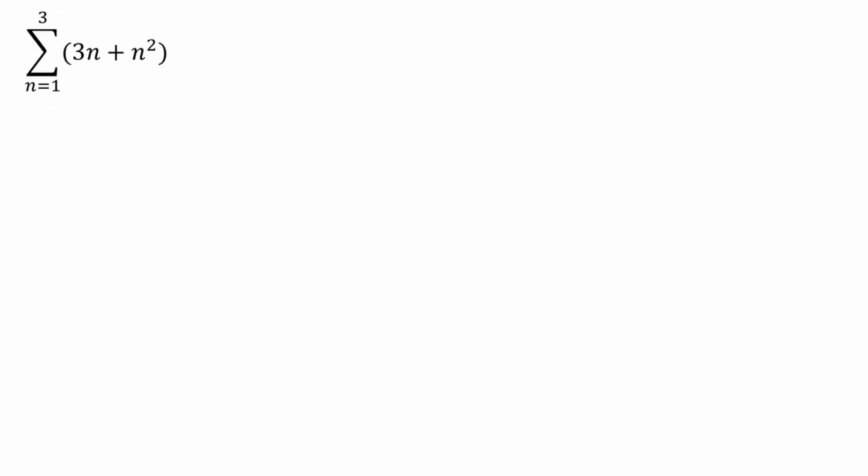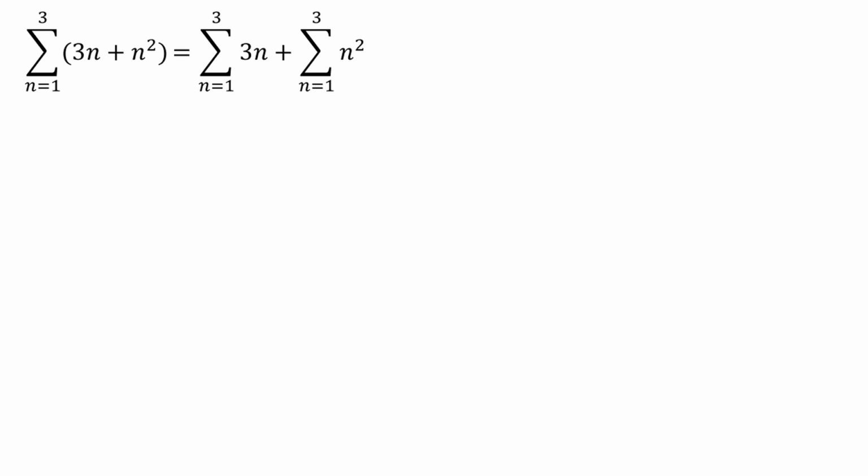Let's look at one more property of sums, which says that the sum of terms that have been added or subtracted can be split into two separate sums. For example, the sum from n equals 1 to 3 of 3n plus n squared can be rewritten as the sum from n equals 1 to 3 of 3n plus the sum from n equals 1 to 3 of n squared. Either way, you will get the same answer.